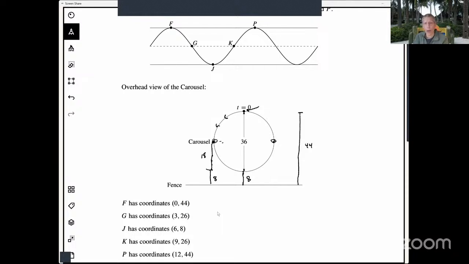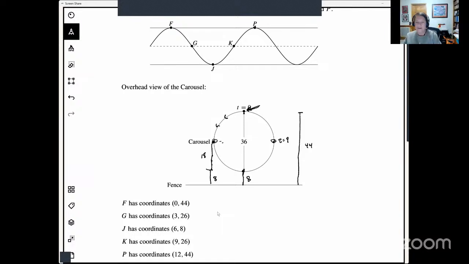Another 3 seconds goes. The carousel, or my horse, has moved down to this point, kind of this low point, the closest to the fence. That's time t equals 6 and the distance is 8. Another 3 seconds goes by. I'm over here at t equal 9. Well, that's got to be the same distance from the fence as G, so that's got to be a 26. And then finally, in another 3 seconds, it reaches this point P up here. I'm back up at the top, and my distance to the fence is 44 feet. Wow, that is nice.